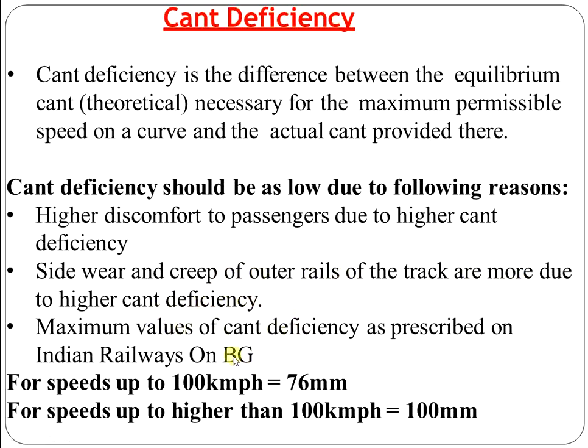Third one, the maximum values of the cant deficiency as prescribed on Indian Railways on broad gauge for speeds up to 100 km per hour is equal to 76 mm. Next, cant deficiency for speeds higher than 100 km per hour is equal to 100 mm cant deficiency, which will be provided on broad gauge section.